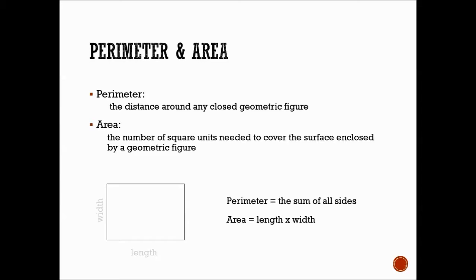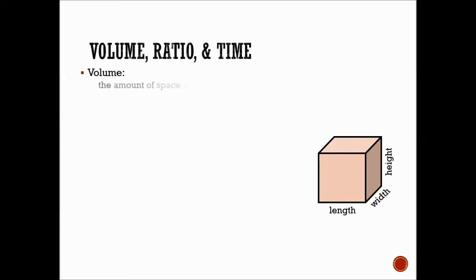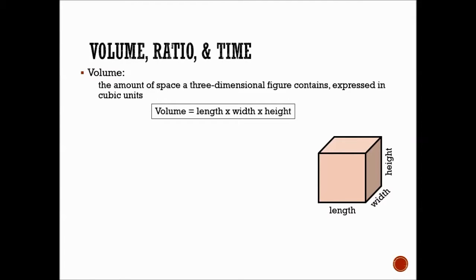With volume, our next term, we want to know the length, the width, and the height. So we want to know everything that this object can hold, how much its capacity is. The definition of volume is the amount of space a three-dimensional figure contains, expressed in cubic units. Our formula is simply length times width times height.